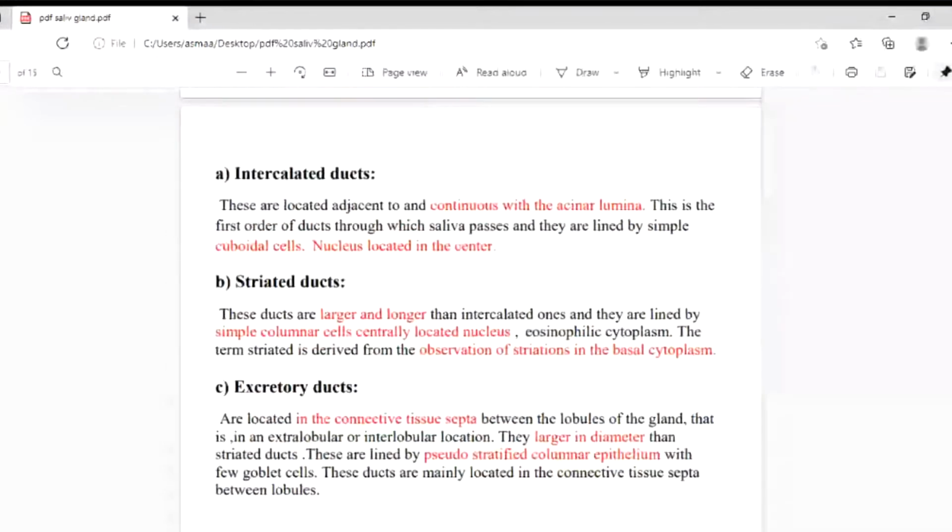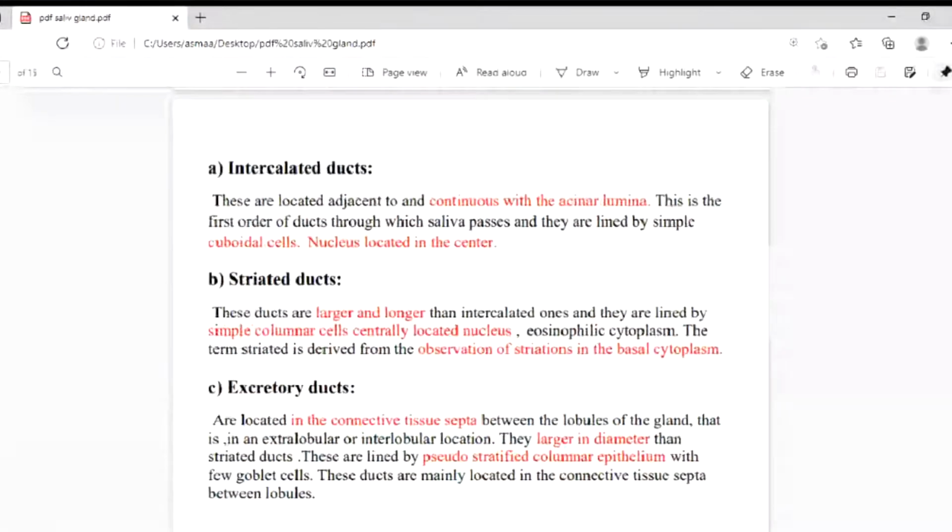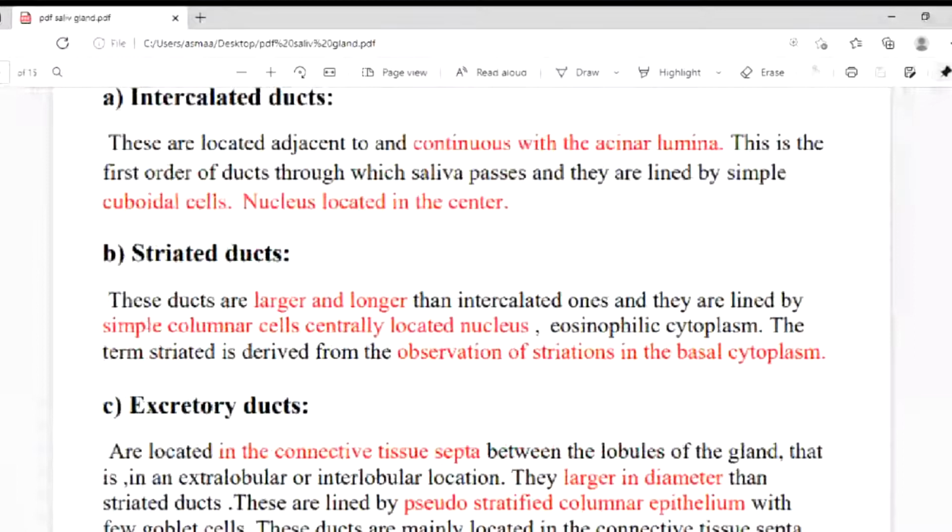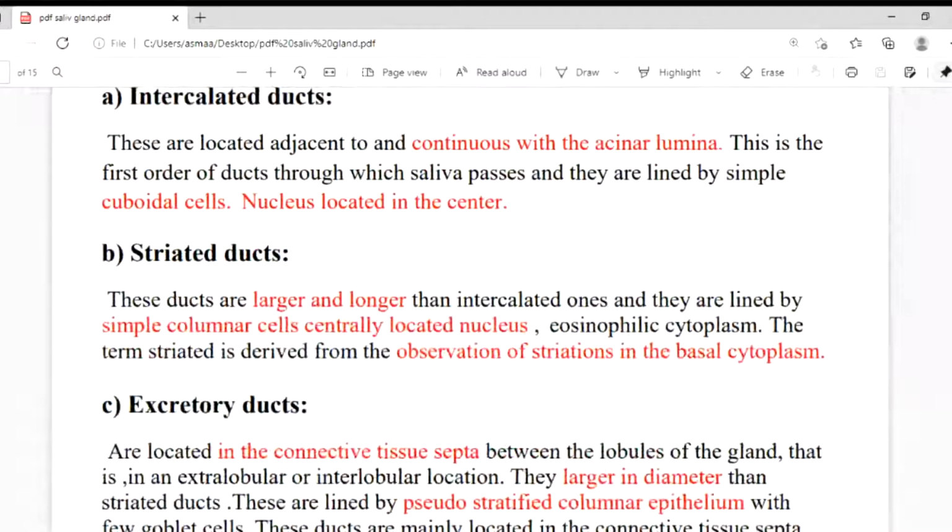Intercalated duct: these are located adjacent to and continuous with the acinar lumina, directly attached to the acini of the gland. What we said about the acini, maybe serous, maybe mucous, right? And this is the first order of duct through which saliva passes. They are lined by simple cuboidal cells.